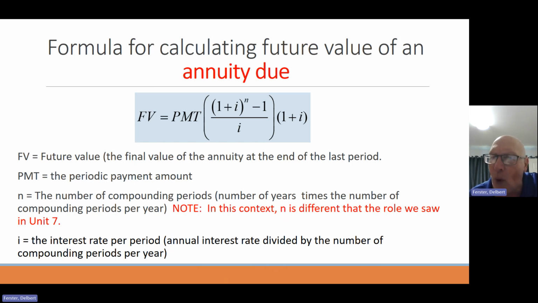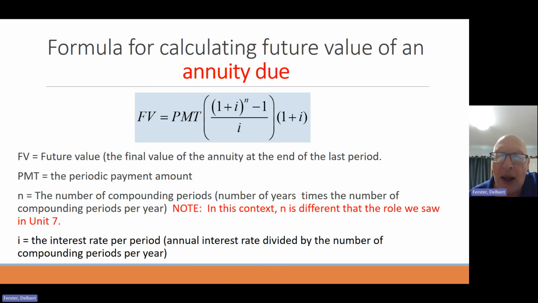And same deal we saw before. N here is playing differently than it played in Unit 7. N is going to basically be the number of periods that you're compounding per year times the number of years. All right, and the same aspect for I. I is the interest rate per compounding period. So it's your annual rate divided by the number of times that you're compounding in a year.